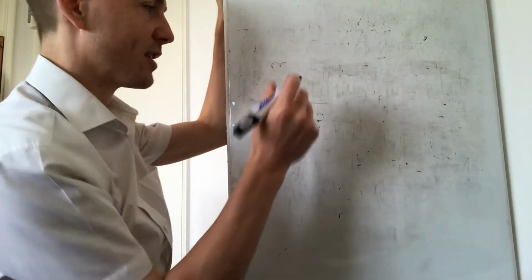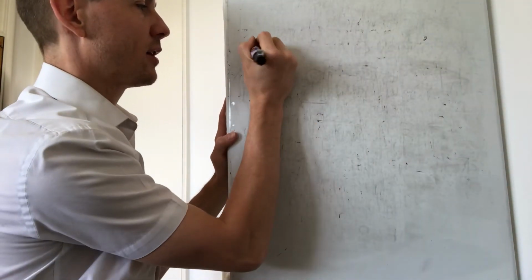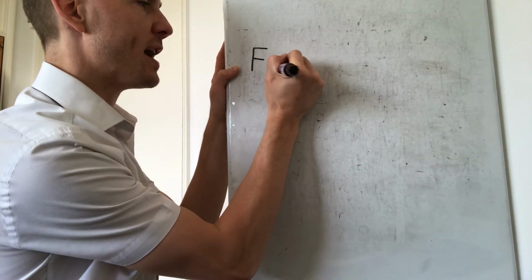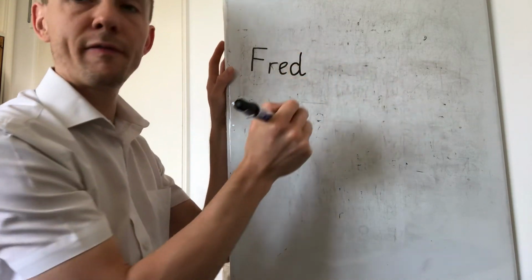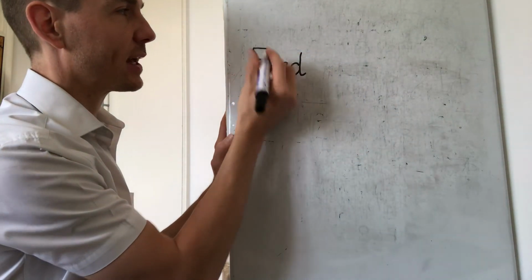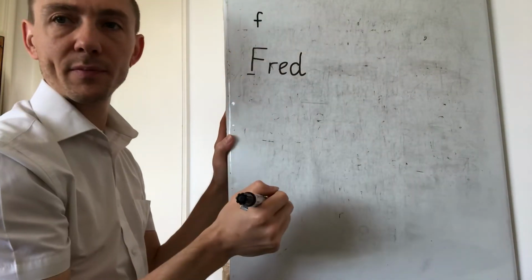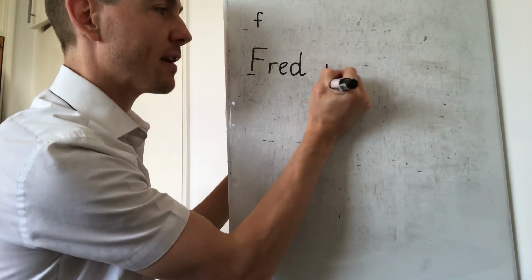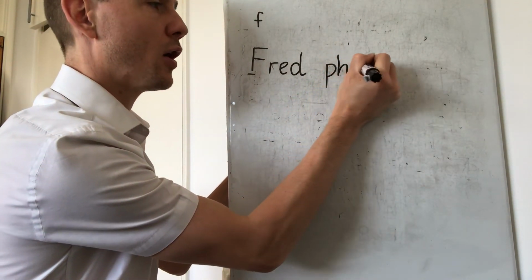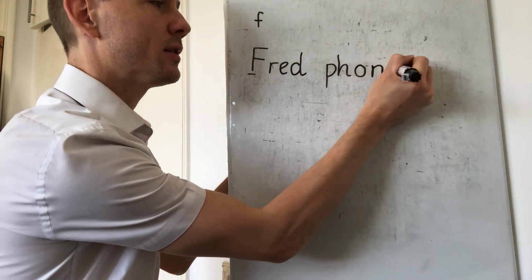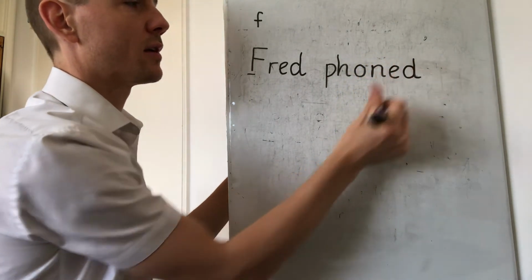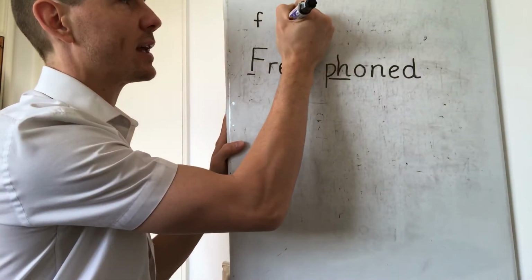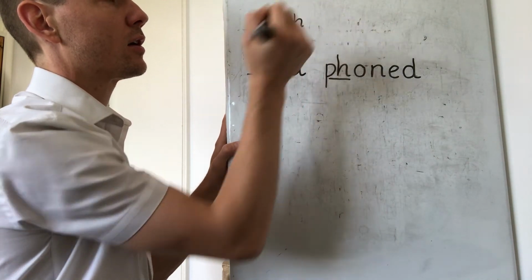Okay, so let's come back together, okay? Fred phoned Cliff. Capital letter for Fred. Fred. And I've got the F spelling, haven't I? In Fred's name. That's the first one. Fred phoned, and we say f-o-n-d. Fred phoned. And now we've got the PH spelling, haven't we? Good.